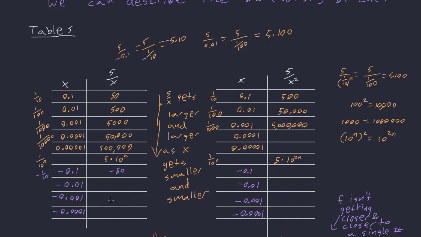So this will be negative 50, this will be negative 500, this will be negative 5,000, and this will be negative 50,000, etc. So when we plug in negative 1 over 10 to the n, we should just get negative 5 times 10 to the n. So on this side, we are getting still larger and larger, but in the negative direction.